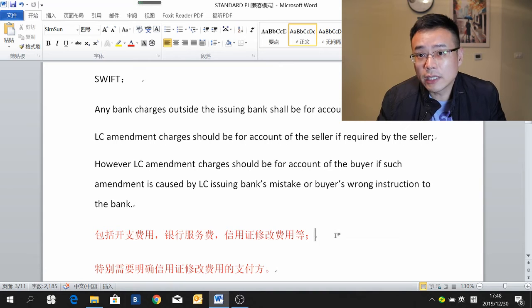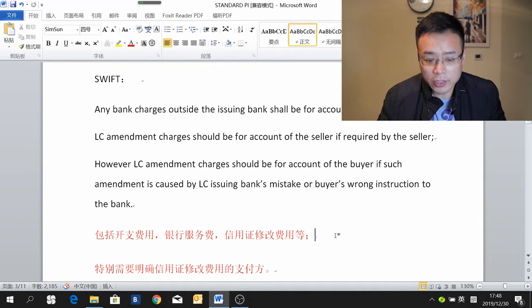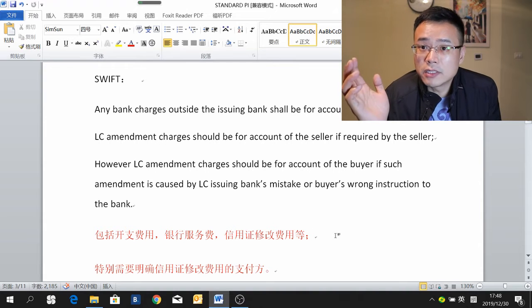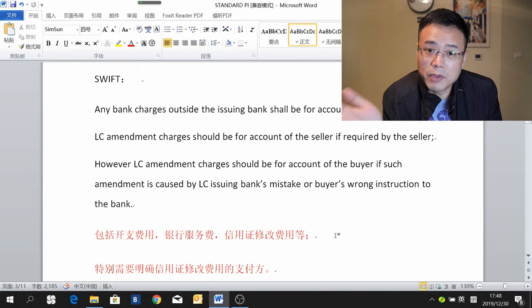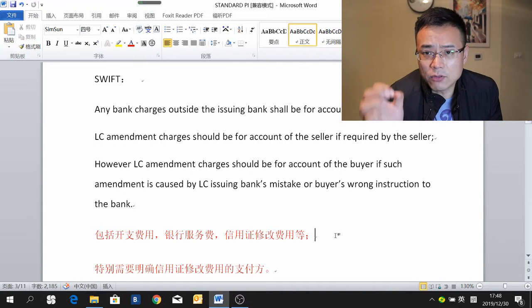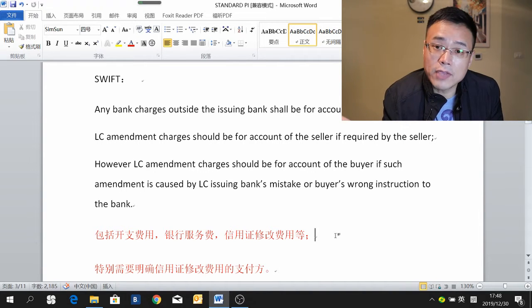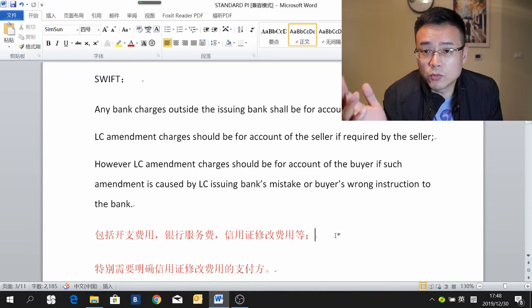What is not so clear is LC amendment charge. In case LC amendment is requested by you, the seller, normally the seller will have to pay it. Otherwise, the buyer won't cooperate in LC amendment. But sometimes LC amendment is not required. It's only because of some typing mistakes from the LC issuing bank. Then in this case, the applicant, which is the buyer, has to pay for that.